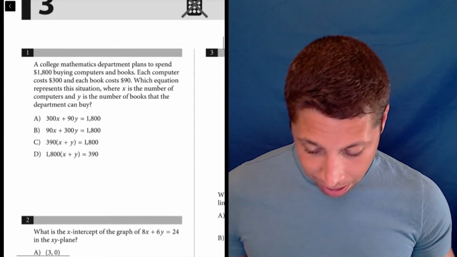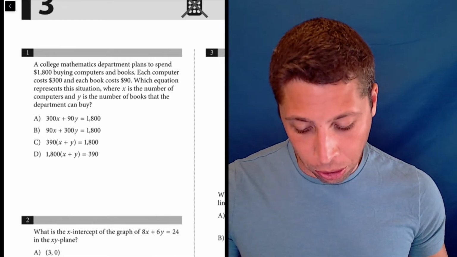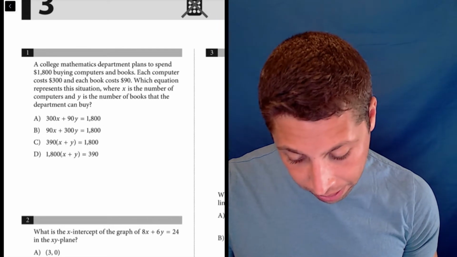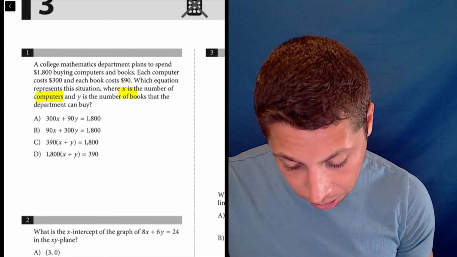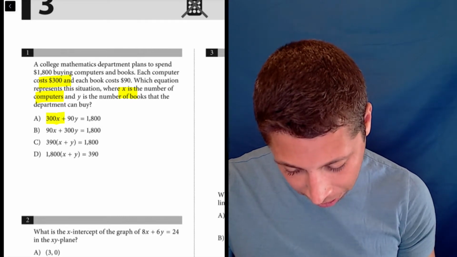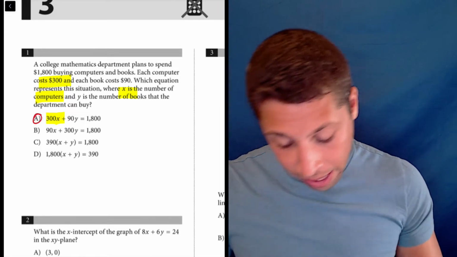Question number 1. College mathematics department plans to spend $1,800 buying computers and books. Each computer costs $300. Each book costs $90. Which equation represents the situation? X is the number of computers. So X computers, and computers cost $300 each. So let's make sure we've got 300 with the X. Oh, that literally only happens in A. So that's got to be it.